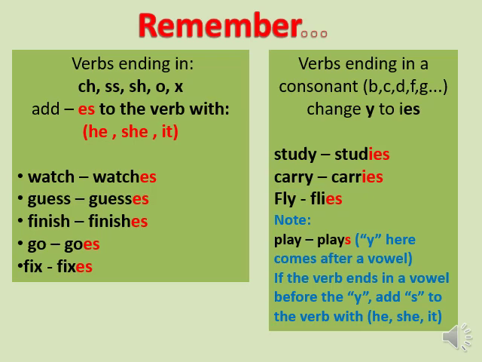Like d, c, f, g. So, like study, studies. Carry, carries. Fly, flies. But pay attention that we have play, plays. So, here the y is preceded by a vowel. What are the vowels in the English language? The vowels are five: A, E, I, O, U. If they are followed by y, we keep the y and we add s.